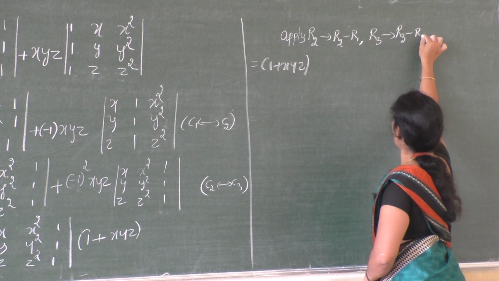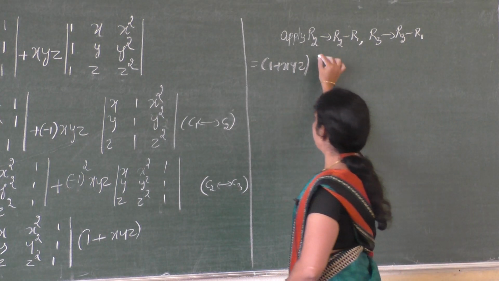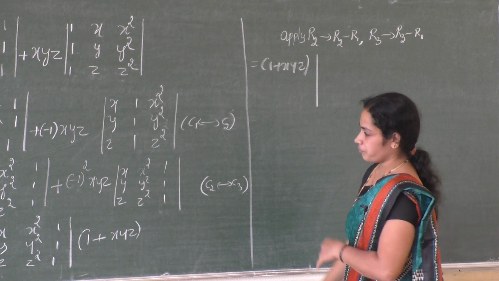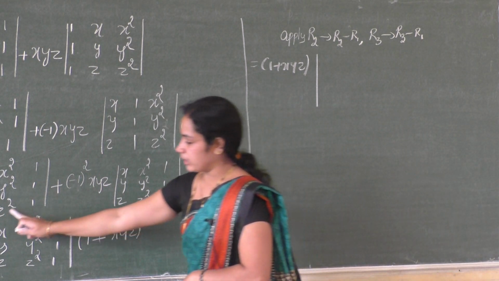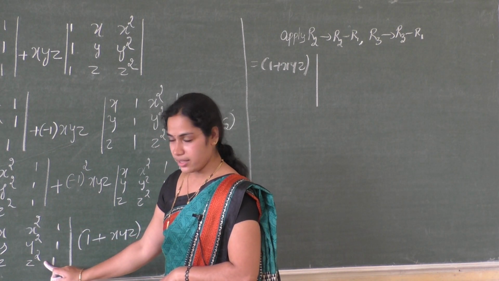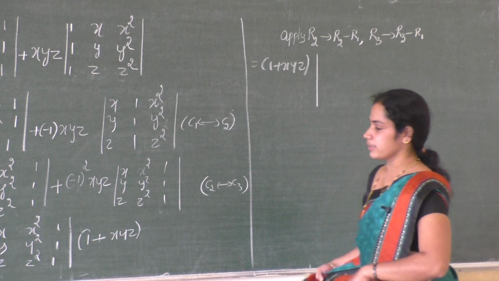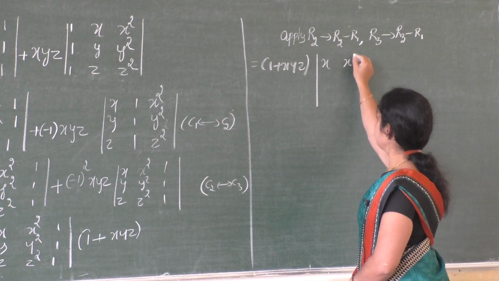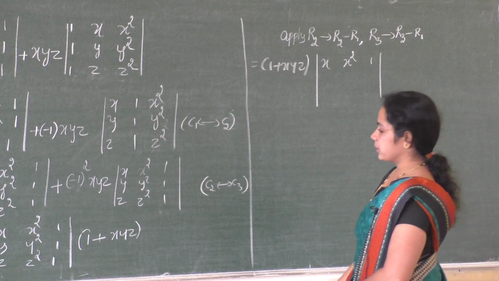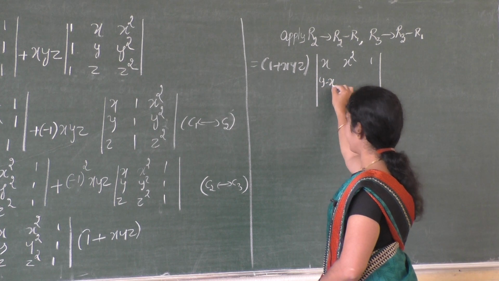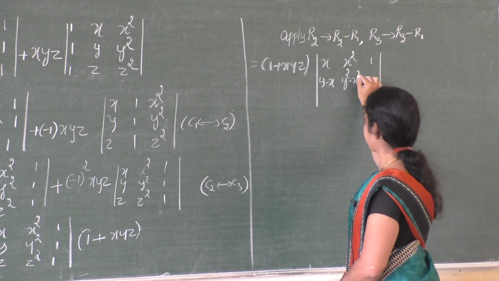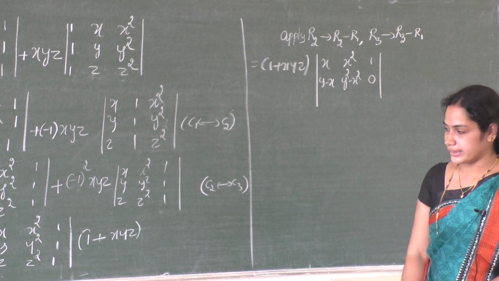R3 minus R1. Now, what is that equal to? It will be only for the determinant. We are applying for R2 and R3. First row will be as it is, so write that same x square 1. Okay, what about second row? y minus x, y square minus x square, 1 minus 1 is 0.